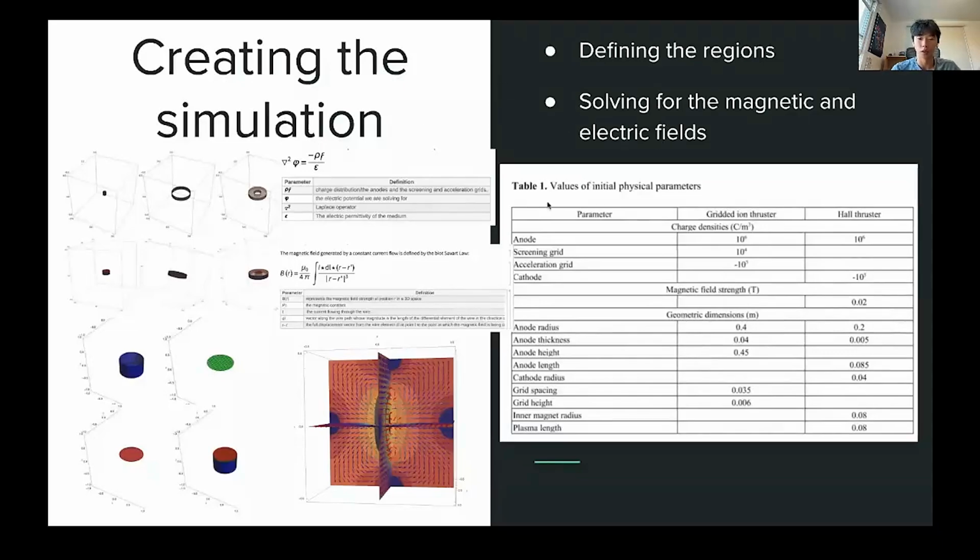And so here I defined these regions. The different parameters I optimized for were the size of the anode, the screening grid's radius, thickness, height, and length. You'd have the anode, the cathode radius, grid spacing, grid height, the size of the magnet, and how long the thruster is.